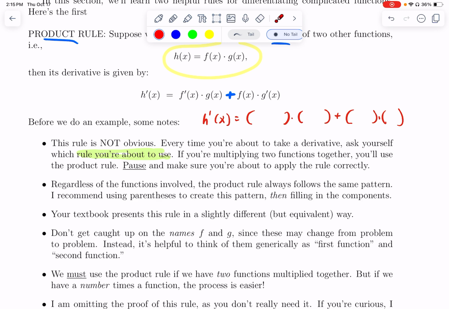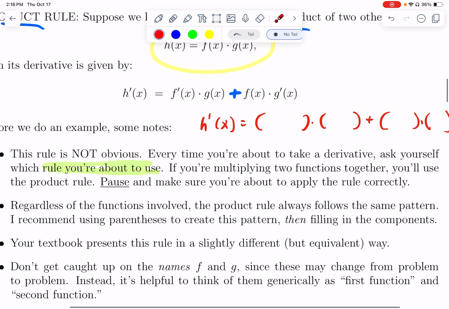I will just point out that in your textbook, the exact order in which they write this stuff is slightly different, but I promise you it's exactly the same formula, just presented in a different way. Don't get caught up in the names f of x and g of x. This is just a generic example where I'm multiplying a function named f by a function named g. We could have formulas, we could have other names. I really just like to think about it as I have the first function and the second function. So I really think of this as derivative of the first function times the second function plus first function times derivative of the second function.